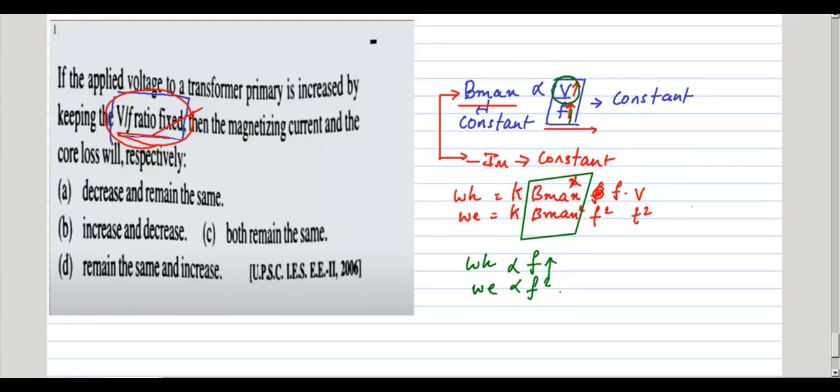So frequency increases, hysteresis loss increases, eddy current loss increases. What happens to core loss? Increases. So the magnetizing component of current remains the same, the core loss increases. So I think you have understood this well.